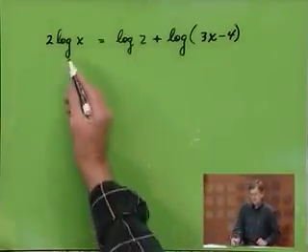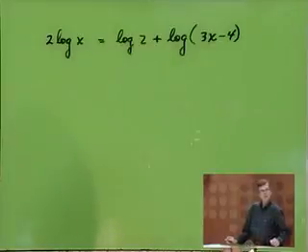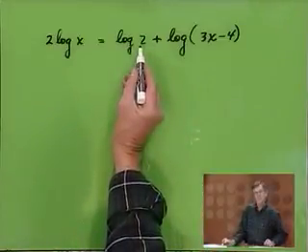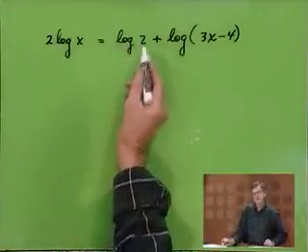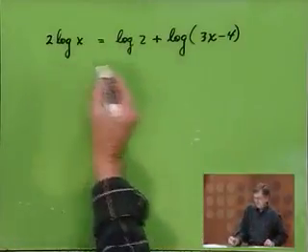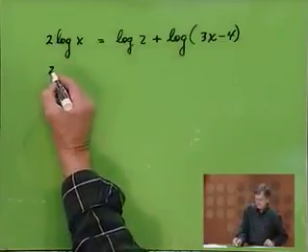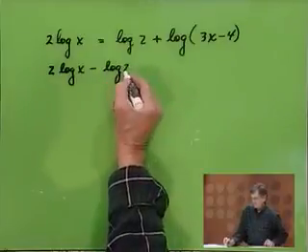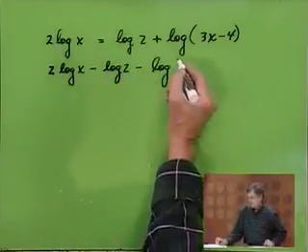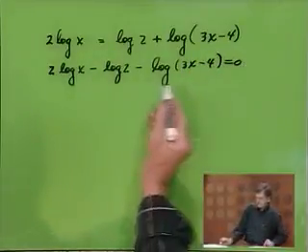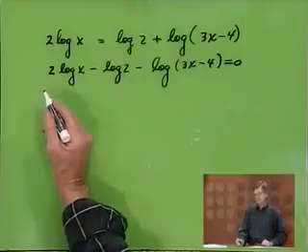Okay, so this time I have logarithms in 3 different expressions. As a general rule, I would say get all the logarithms on one side. Now, in this case, you could actually leave the log of 2 separated from the other logs because it has no variable in it. But just to keep things in the same order, I want to get all the logs on one side. So I'm going to move these two over to the left. 2 log x minus log 2 minus log of 3x minus 4 equals 0. Now, when I get all the logs on one side, the idea is to combine them.